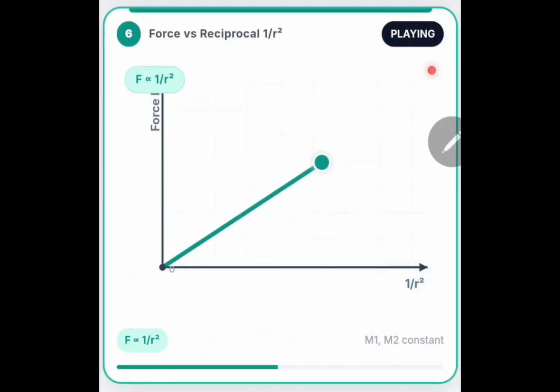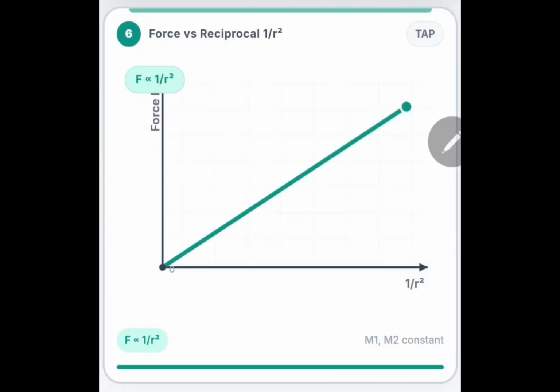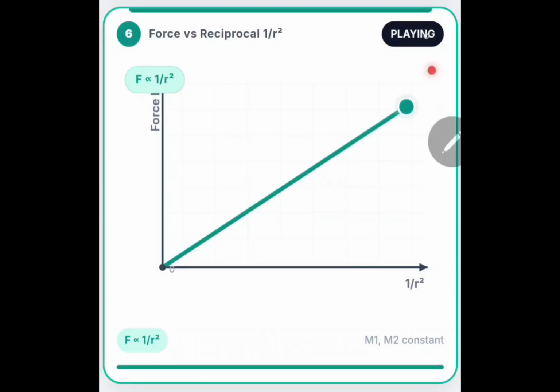Graph 6. Force versus reciprocal of distance squared, 1 over r squared. This graph is the easiest to understand mathematically. Since F is proportional to 1 over r squared, plotting force against 1 over r squared gives a straight line passing through the origin. This graph experimentally confirms the inverse square law of gravitation.